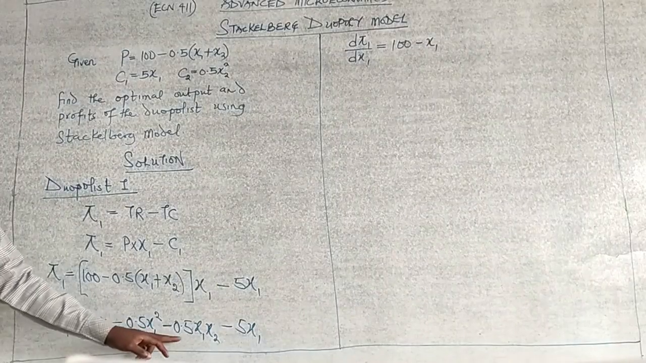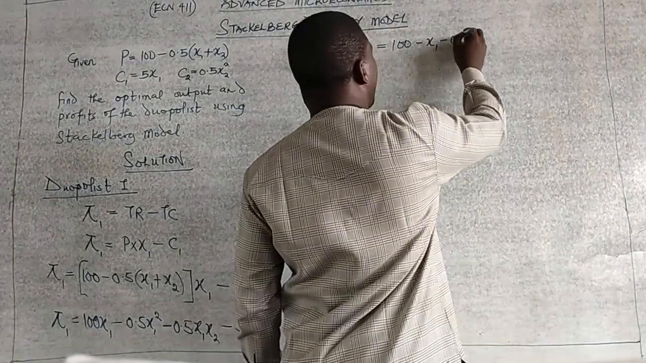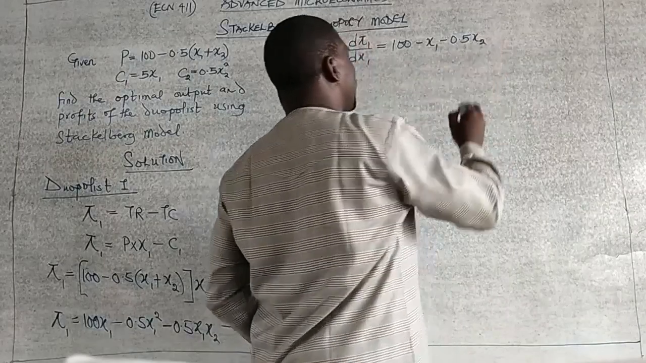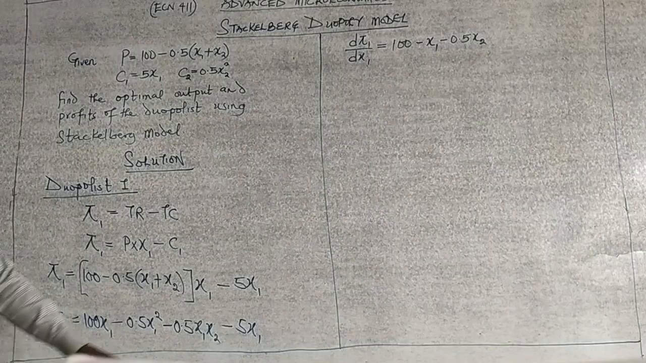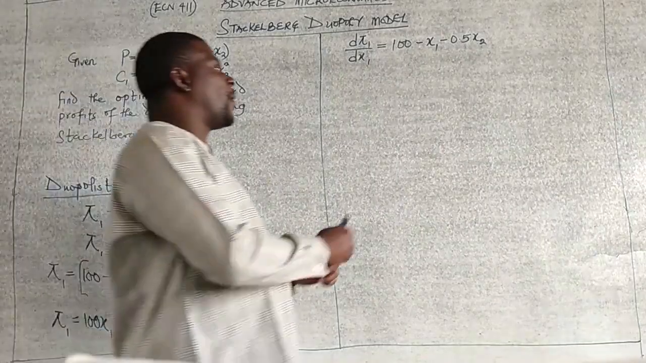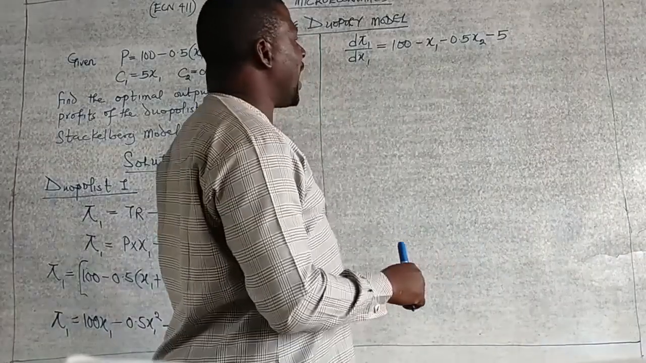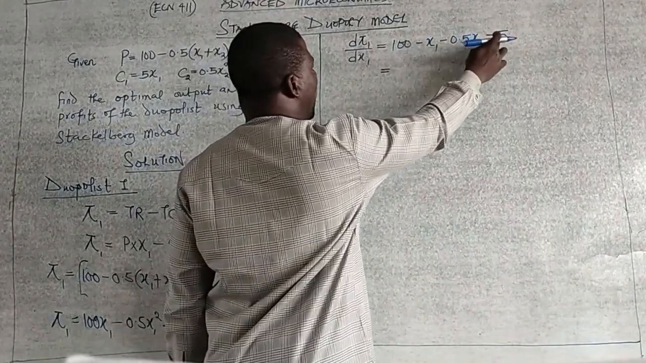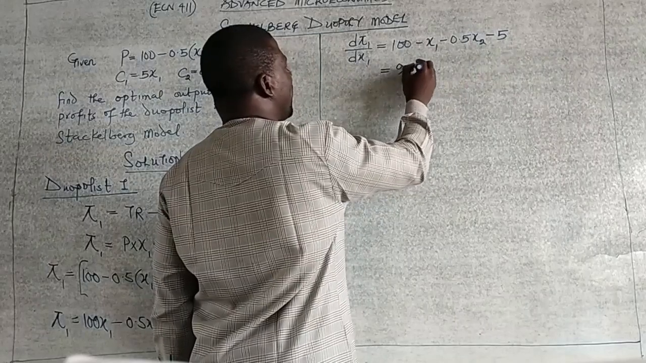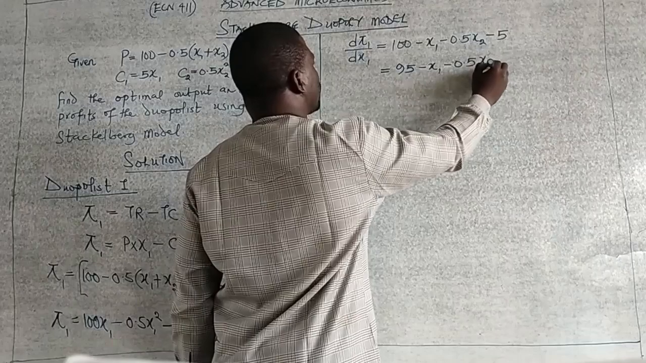Then differentiate minus 0.5 x1 x2. What will you give me? Minus 0.5 x2. Do you agree? Because you are differentiating with respect to x1. Then if you differentiate minus 5 x1, what will you give me? Minus 5. Now if you tidy this up, 100 minus 5, what's that? 95. So 95 minus x1 minus 0.5 x2.